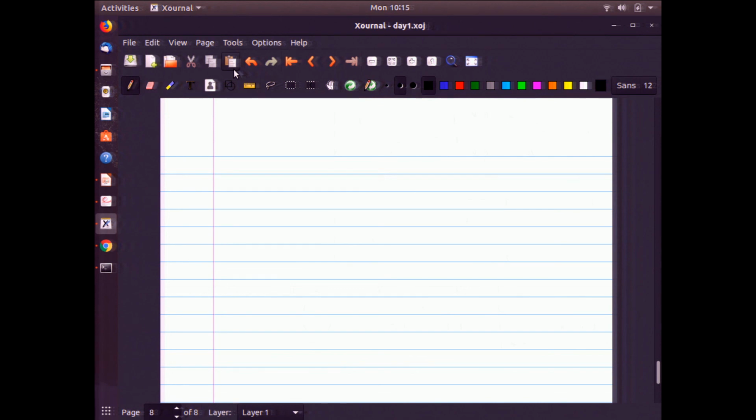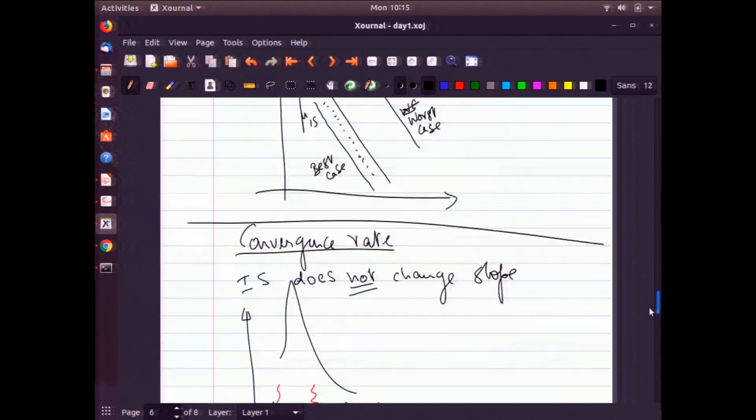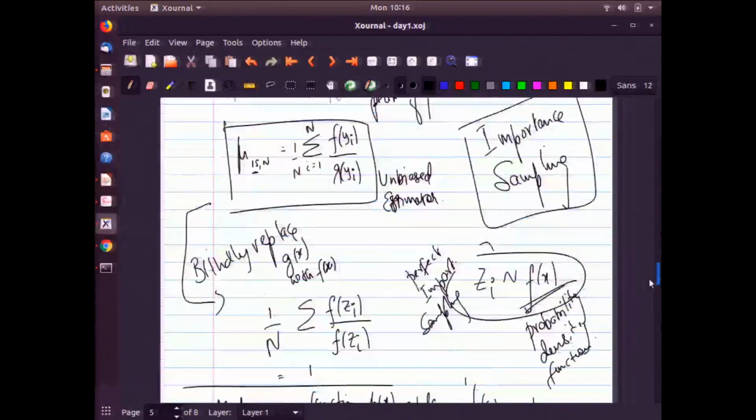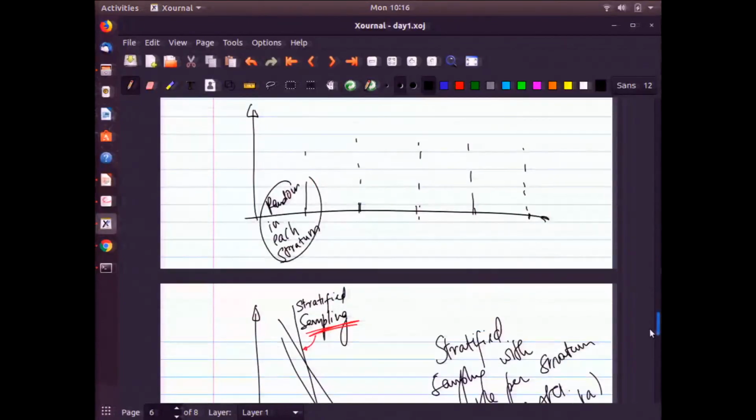Yeah, sorry. No, they don't have to be equal. So the strata don't have to be equal. I started with a very simple example where the strata were equal.